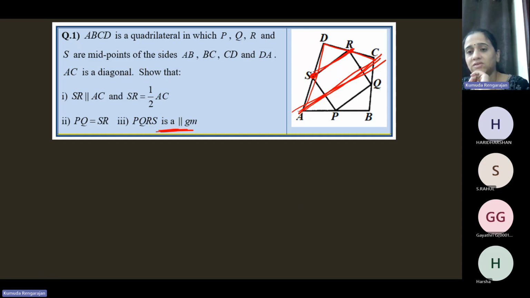Then in the other triangle ABC, P is the midpoint of AB, Q is the midpoint of BC. So by the midpoint theorem, PQ is parallel to AC and PQ is equal to half of AC. Now by comparing these results, you will get SR is parallel to PQ and SR is equal to PQ. Therefore, PQRS is a parallelogram.